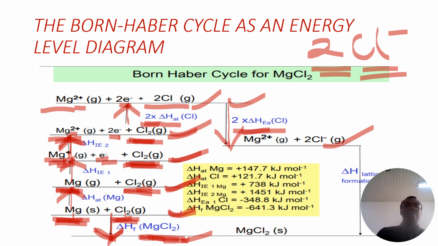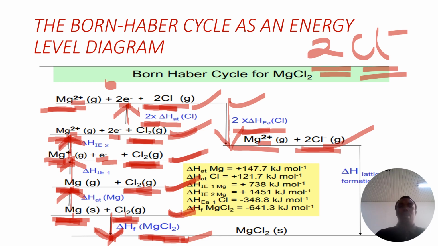If you check, magnesium is 1 here, chlorine is 2 here. Magnesium is 1 here, chlorine is 2 here. So the atoms are balanced. Let's check for the charges. Magnesium here is +2 and -2, which is 0. Chlorine here is also 0. Magnesium here is +2 and -2, which is 0. So the atoms and the charges are also balanced.